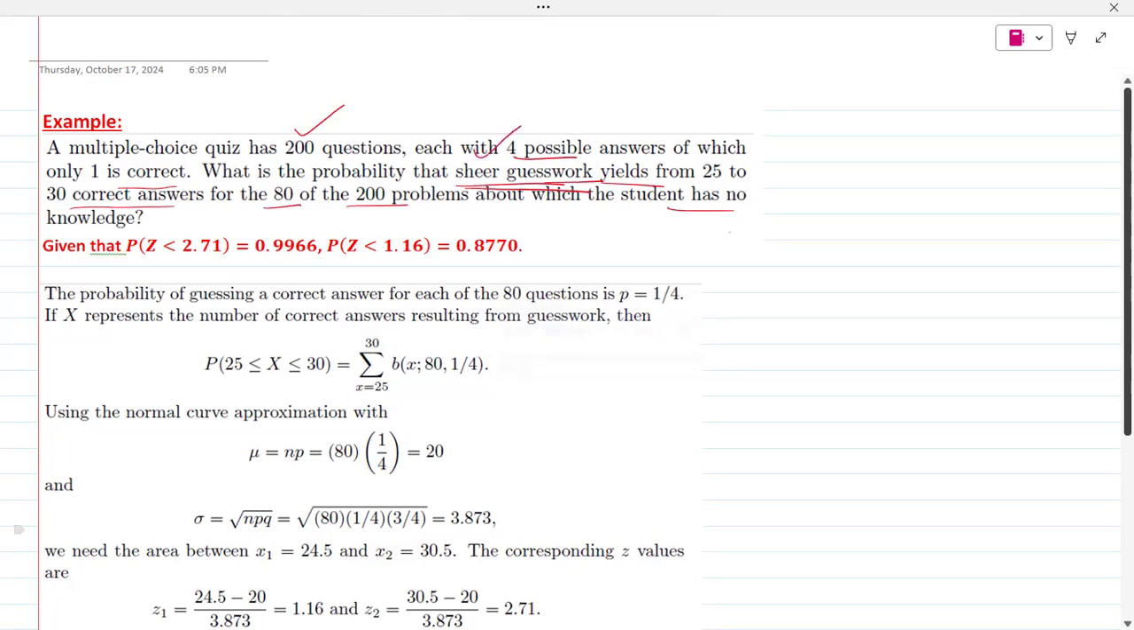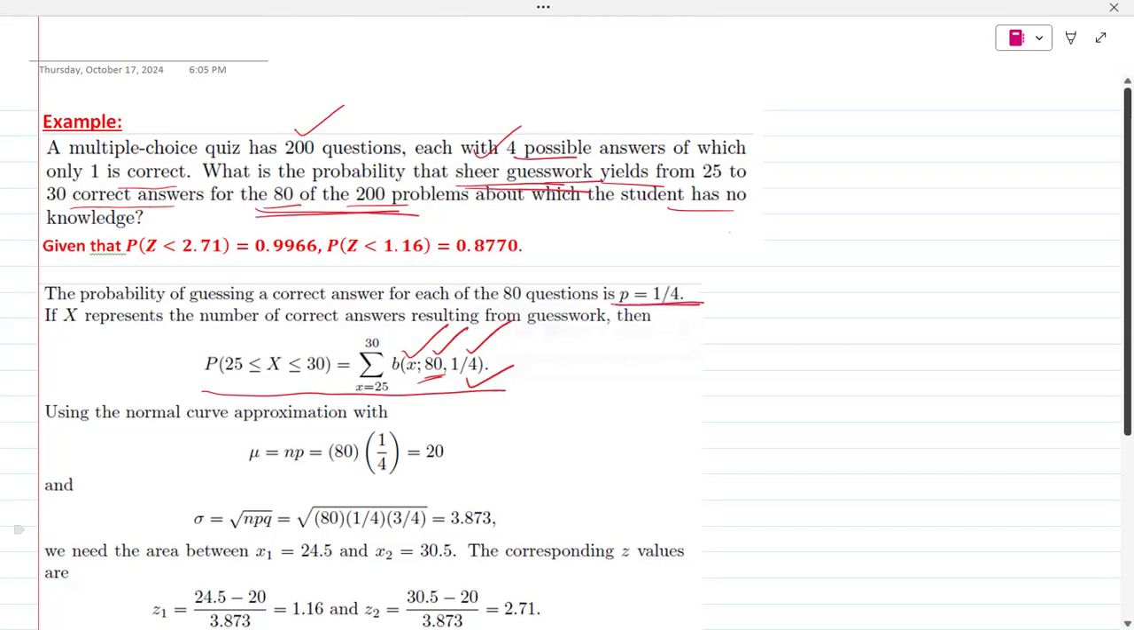Once again, this is the exact value of this probability, which is calculated by the binomial distribution, B(x; n, p). Please mind, what is n? It is 80. It is not 200. And what is p, the probability of success? Here every student has two options: either he will answer the question correctly or he will answer it incorrectly. The success is answering the question correctly, and the probability of success will be 1/4.